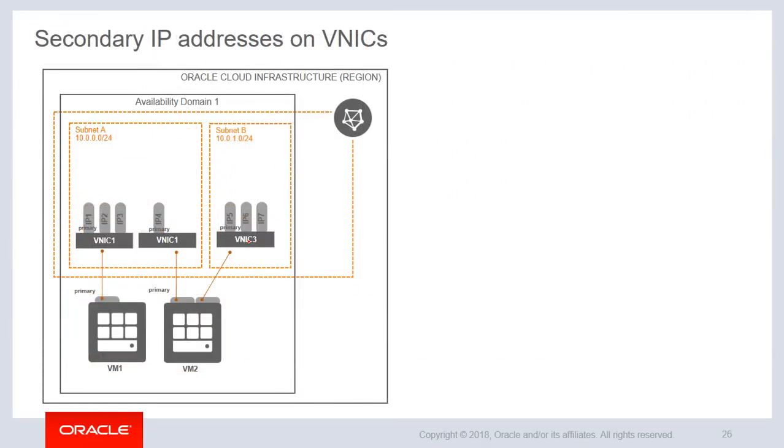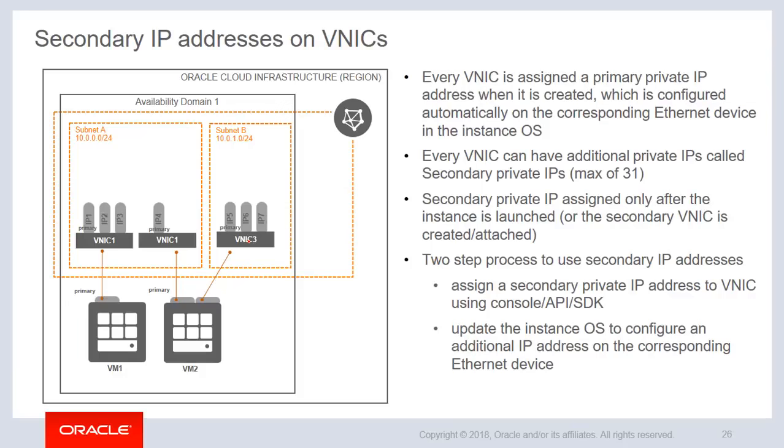Now we looked into these things called secondary IP addresses, right? So every VNIC is assigned a primary private IP when it's created. Now every virtual network interface card can also have additional private IPs called secondary private IPs. We looked at you can have a maximum of 31 of these. Secondary private IP is assigned only after the instance is launched. So you cannot create a primary and a secondary when you're creating the instance. Or you could do it when your secondary VNIC is created or attached, and there's a process you follow in order to use a secondary IP address.